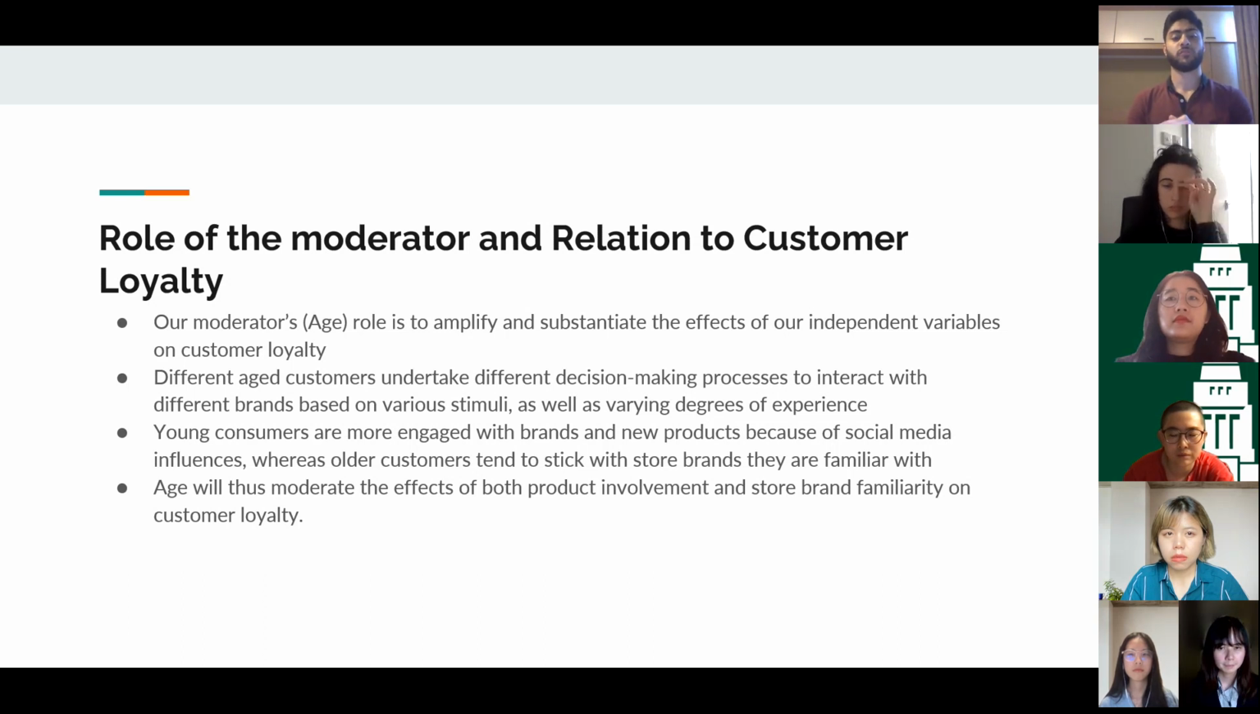Millennial customers tend to process information about products and brands based on how their aspirational groups interact with the brands and how much they will stand out amongst their peers, as well as opting for services that are trendy. So in this manner, age will thus moderate the effects of product involvement, store familiarity, and behaviors of salespersons.